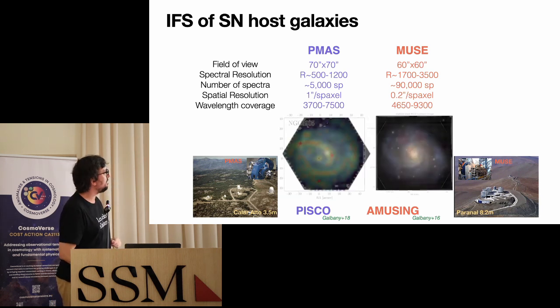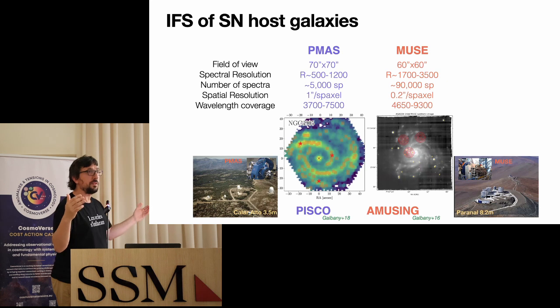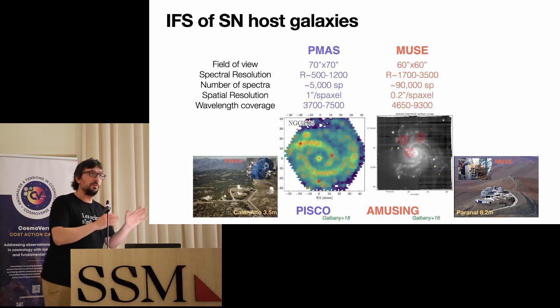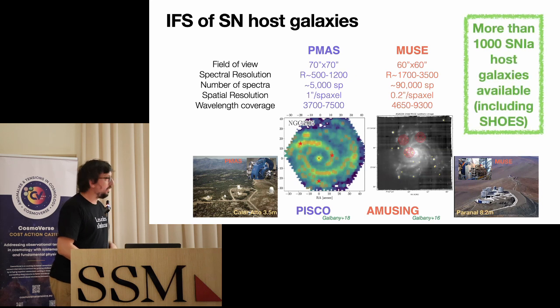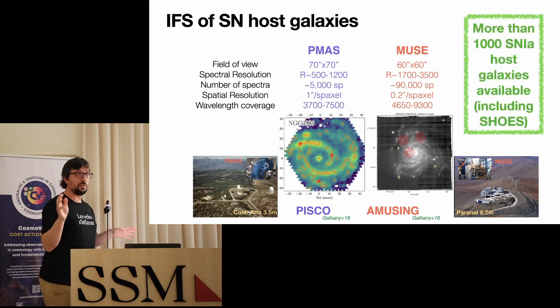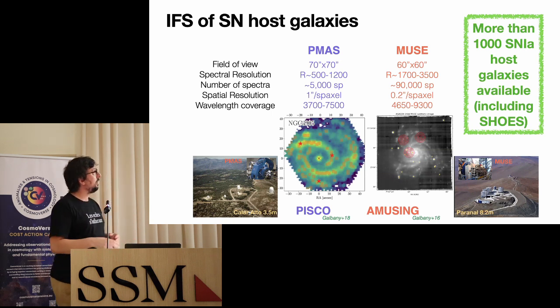This is the SDSS image, and this is how the H alpha intensity map looks like for PISCO and AMUSING. Of course, the spatial resolution is much better for MUSE. It's an 8-meter telescope. It's deep, it reaches deeper surface brightness. But the problem of MUSE is that it doesn't have the blue so far, until BlueMUSE arrives in a few years. So with that, we already obtained more than 1,000 supernova host galaxies. Lots of works are going on. We have more than 40 papers published, but there are a lot more going on.